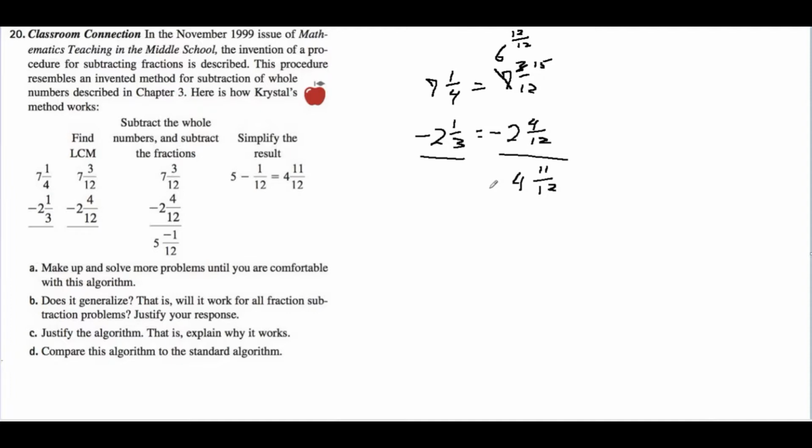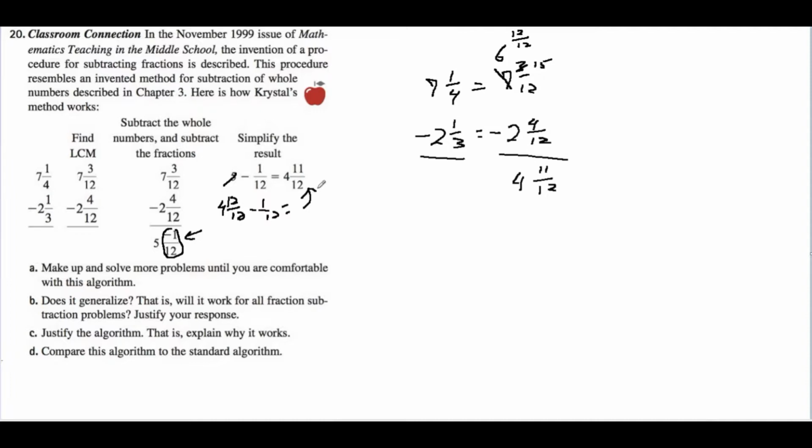Now that's the method that I grew up on, but this particular method, when you look at it, they go ahead and start using some negative numbers. They take 7 minus 2 is 5, and 3 minus 4 is negative 1, or negative 1/12. So they're saying it's 5 and a negative 1/12. Well, if you take 5 and subtract 1/12, you end up with 4 and 11/12. Basically the same thing, because the 5 becomes 4 and 12/12, and you subtract 1/12, you get 4 and 11/12.